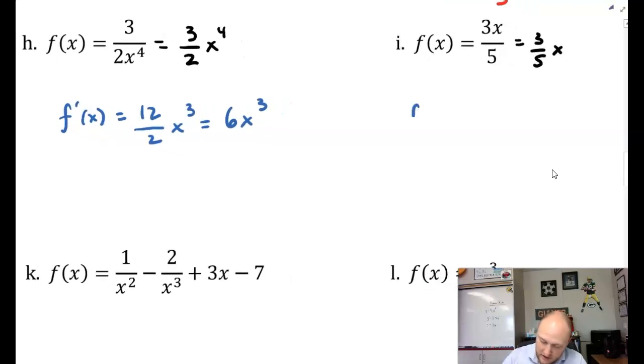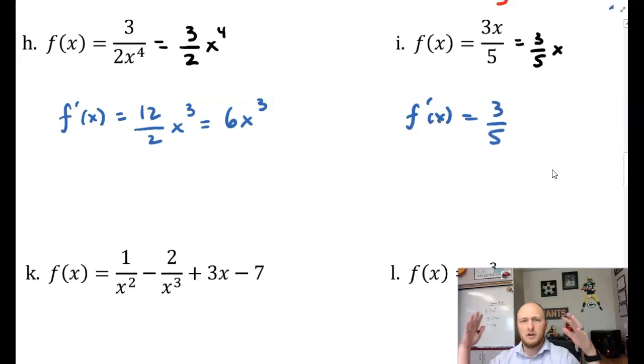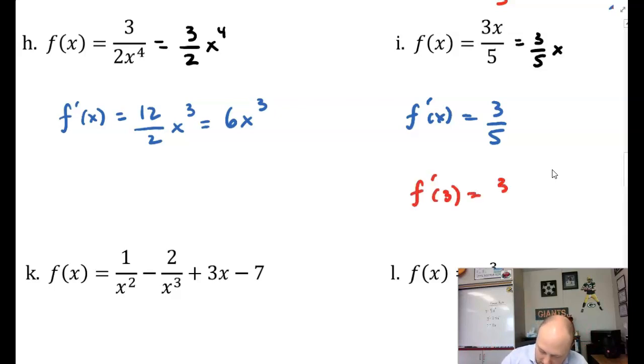And then over here, f prime of x is going to just be equal to 3/5. It's the derivative of a linear function, which is constant. So over here, f prime of 3 is going to be 3/5. Everything is 3/5 for that derivative.